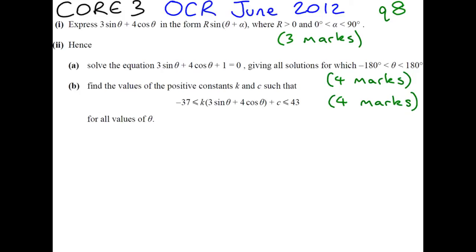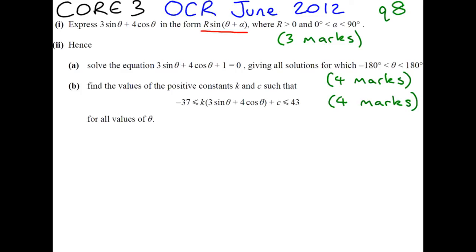Now if you look at part I, it says express 3 sine theta plus 4 cos theta in the form r sine (theta plus alpha), where r is greater than 0 and alpha is between 0 degrees and 90 degrees. Now what you want to do for this question is straight away look in your formula book and try and find something that corresponds to the double angle formula for sine.